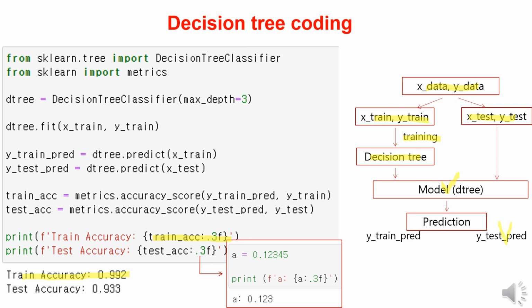Additionally, when the testing data is applied, the accuracy is measured as 0.933, meaning that it accurately predicted the iris species with a 93.3% accuracy rate. Of course, it is important to undergo further validation processes to ensure the accuracy of these results.